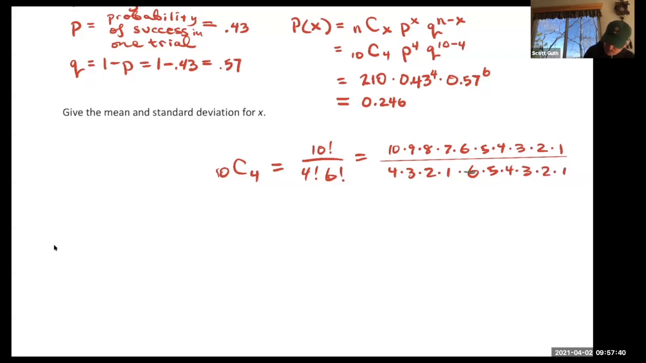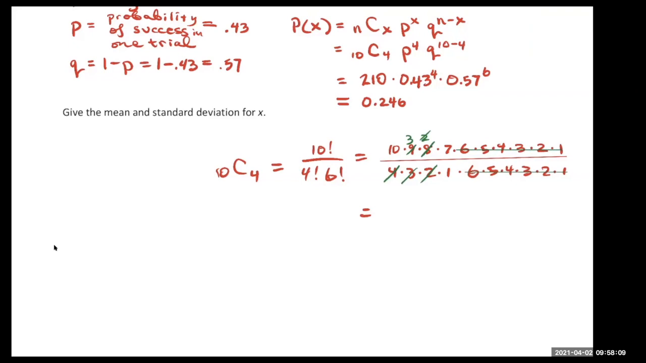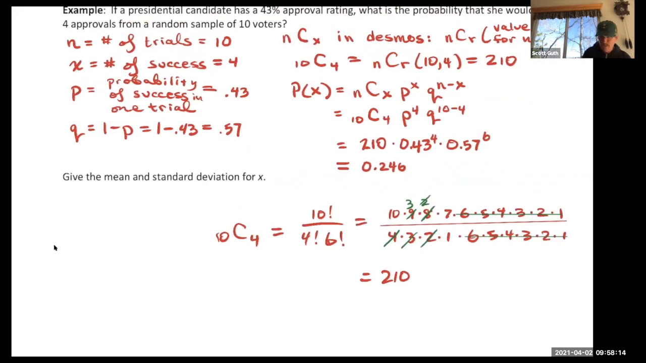And then the 6 factorial cancels the 6 factorial on top. It's a little dicey here. I'd say 4 goes into 8 twice. This 2 here would cancel that 2. And 3 goes into 9 3 times. 10 times 3 is 30. Times the 7. What's that? Yeah, that's right. My bad. 210. So yeah, you can do these by hand.